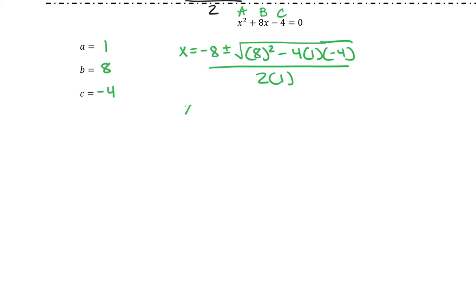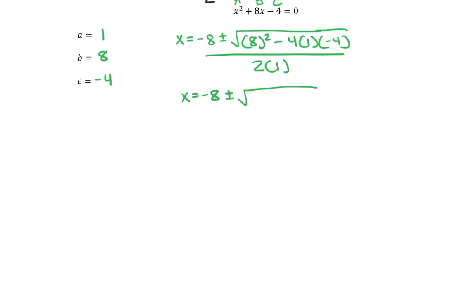All right, so that gives me x equals -8 plus or minus the square root of 8 squared is 64. And then -4 times 1 is -4. Negative 4 times negative 4 is a positive 16, all over 2, because 2 times 1 is 2. All right, so then we get x equals negative 8 plus or minus the square root of 80, 64 plus 16 is 80, all over 2.